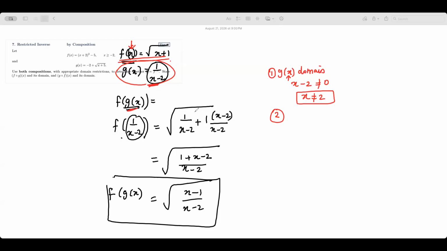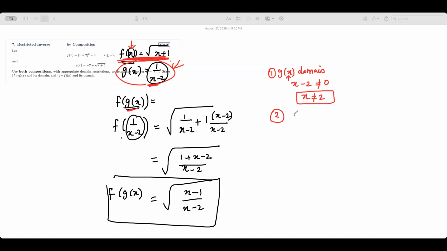X has to be greater than minus 2, because otherwise it'll be a negative number. X has to be greater than what? Negative 2. Forget this. You're not even considering your inner function. I'm just asking, given this function, what is the domain restriction, the input restriction?